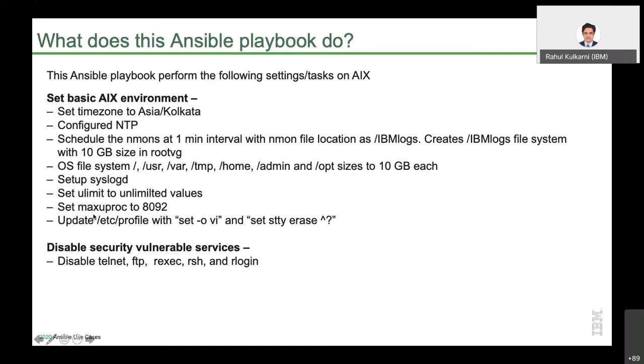And then we set the max uproc value to 8092. This is the maximum number of processes that a user can create. The default value is 40, meaning a user can create 40 processes. We set it to 8092. And then we update /etc/profile with set -o vi and stty erase. These are the editing options which most system administrators use. And then we disable the security vulnerable services. By default on AIX, telnet, FTP, rexec, and rsh are enabled. We disable these services because they are vulnerable.